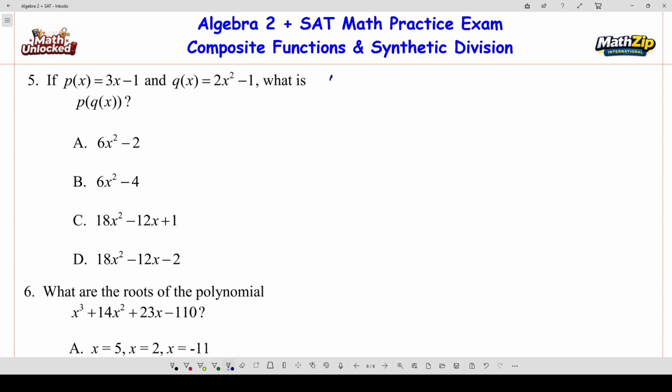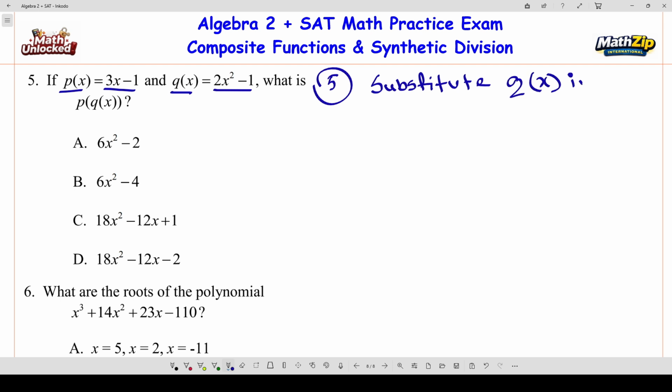Question 5. If function of p equals 3x minus 1 and function of q equals 2x squared minus 1, what is the composite function of pqx? In this case we have to substitute function of q into function of p.